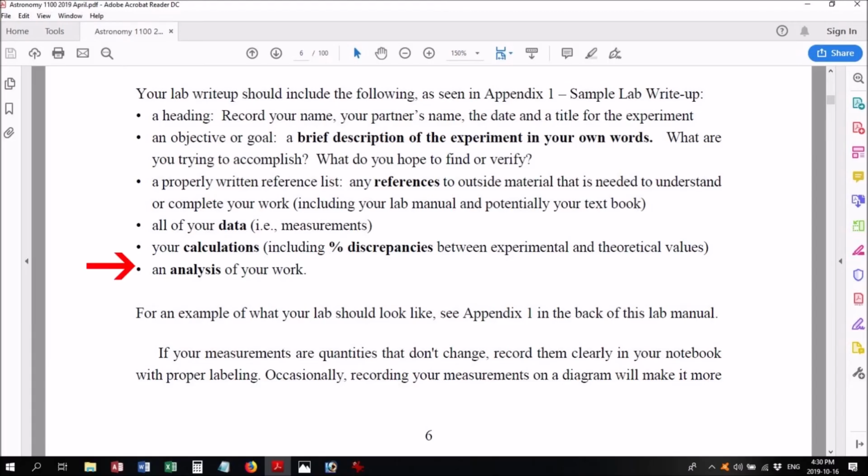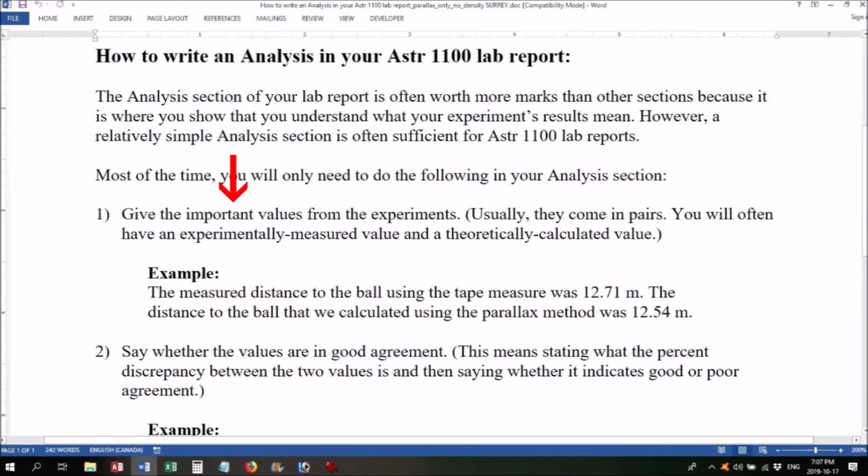So the very last thing that goes in your lab write-up is your analysis section, where you summarize your results and say what they mean. There's generally only 3 things that you need in your analysis, so I'm going to go to a handout now which summarizes these. The first thing you put in your analysis is a summary of all your important results. These often come in pairs, a theoretical value that you calculated and a measured value that you're going to compare to the theoretical value with a percent discrepancy.